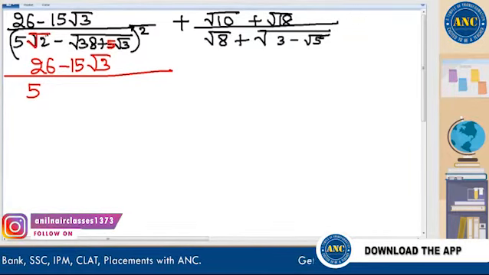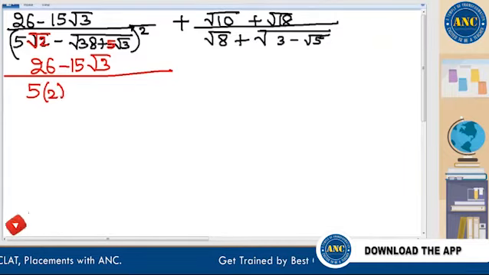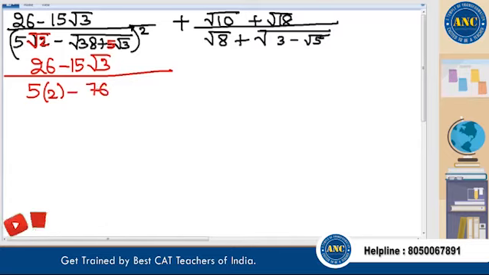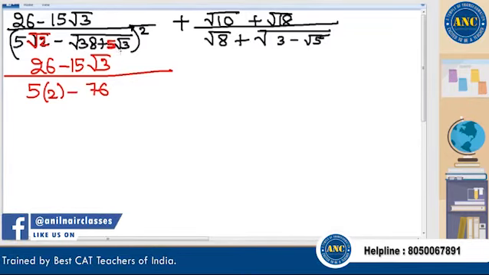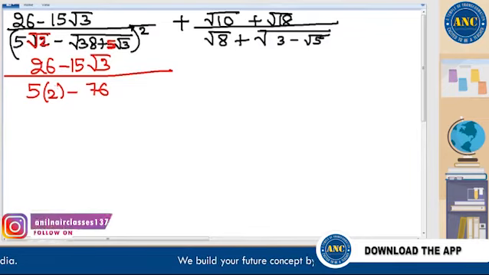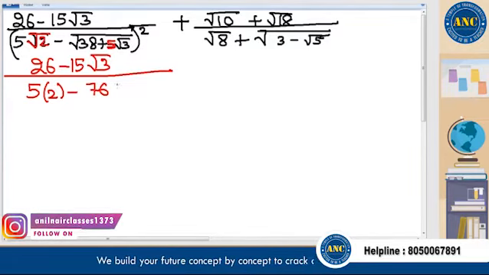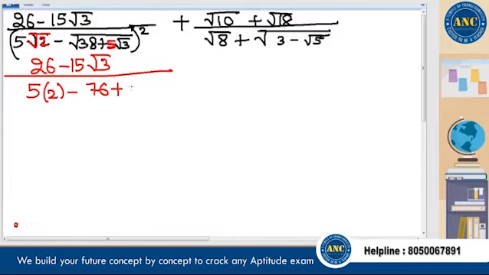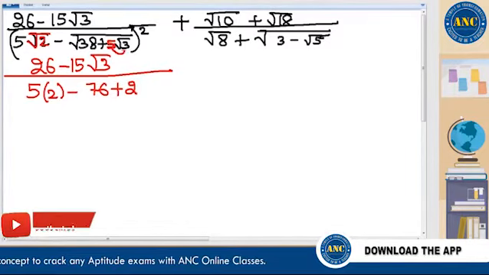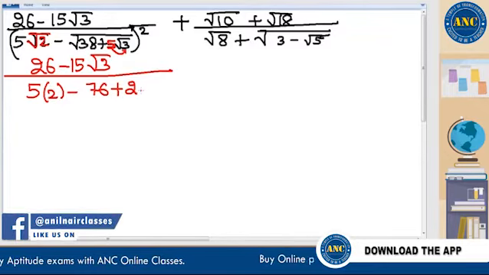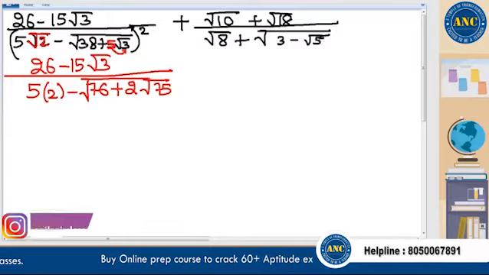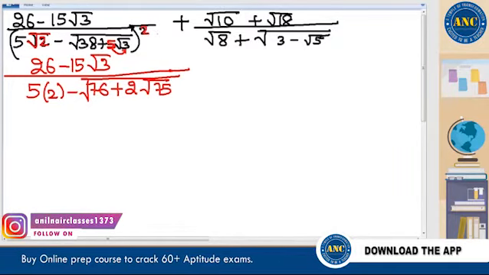So root 2 into root 2 is 2, minus root 38 into root 2 is root 76, plus 5 into root 2 into root 3, right? I hope it is clear, sir. I can write it like this for better understanding: 5 into root 3, taking the 5 inside, is 25 into 3, which becomes root 75. This square root term I will write as it is. The entire thing is squared.